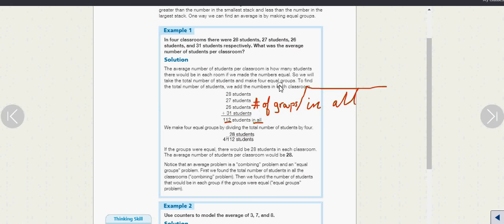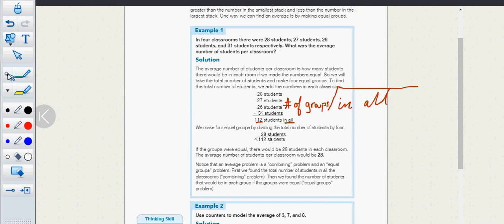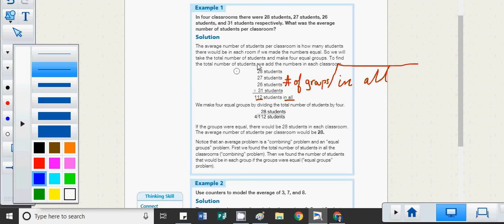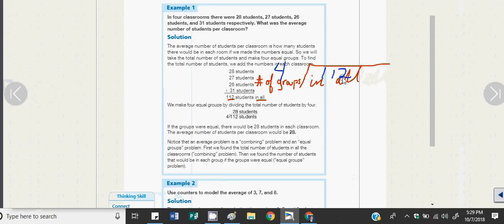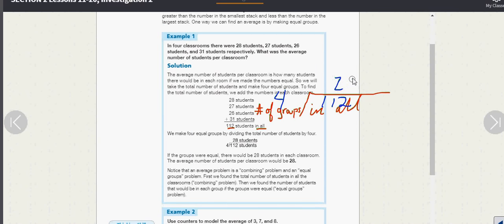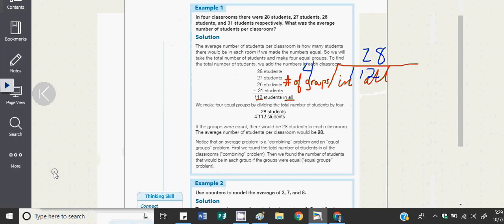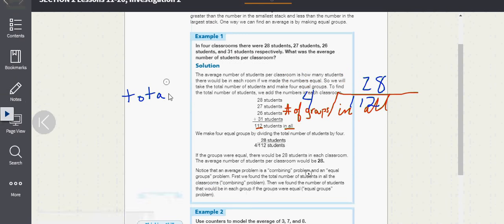We have 4 classrooms, so this number should be a 4. And there were 112 in all, so this number is 112. You divide that out, you get 28 is the average number of students per classroom, 28 students. So if the groups were equal, there'd be 28 in each room. Average is 28. So what were the steps there? You can do your total divided by number of groups.